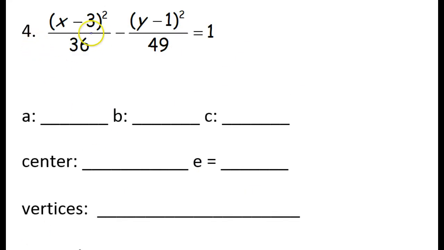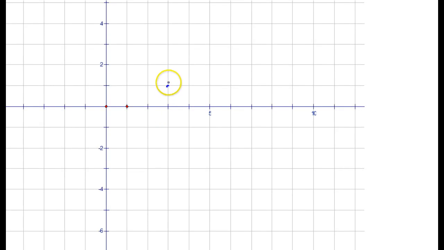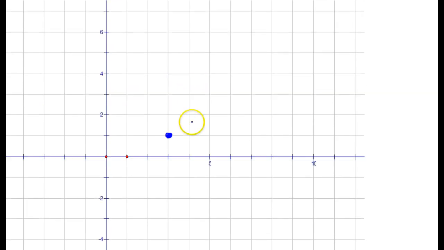Problem number 4. Let's start with the center. Opposite of this, opposite of that. The center is going to be 3, comma 1. Let's graph that. Okay, so the center is here at 3, comma 1.